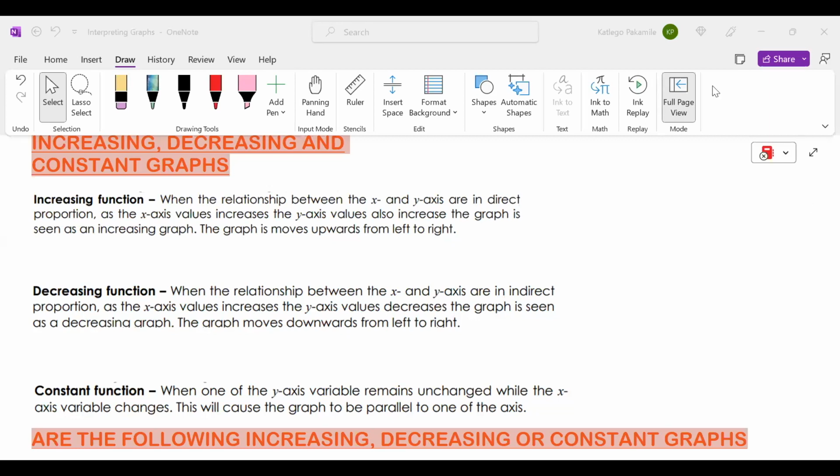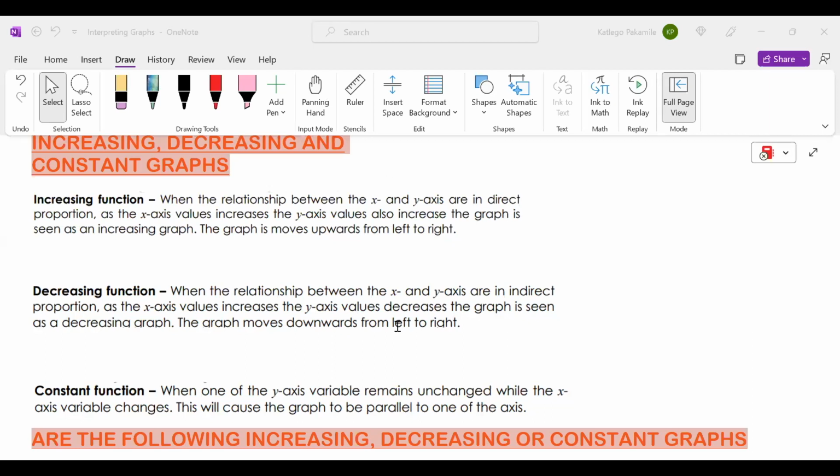Okay, let's talk about increasing, decreasing, and constant functions. So an increasing function is when the x and the y coordinates are increasing. This will cause the graph to look as if it's increasing, which means it moves upwards from left to right. If you only have coordinates and no graph, you can look: are the x coordinates increasing? Are the y coordinates increasing? Both of them have to increase, and if both are increasing, that would be an increasing function.